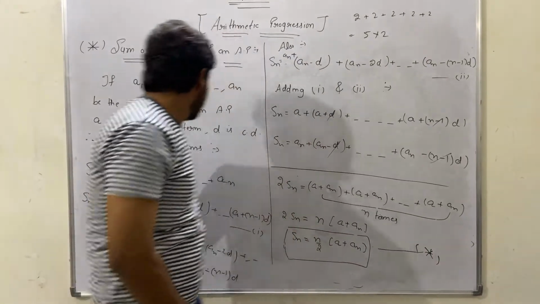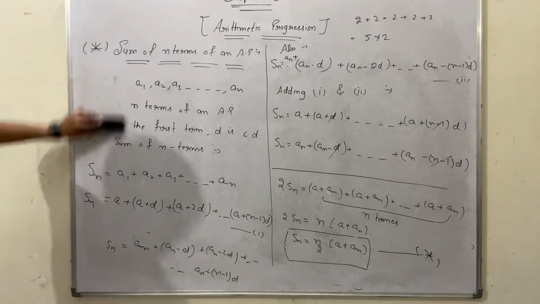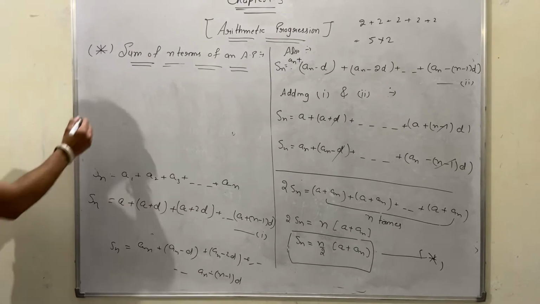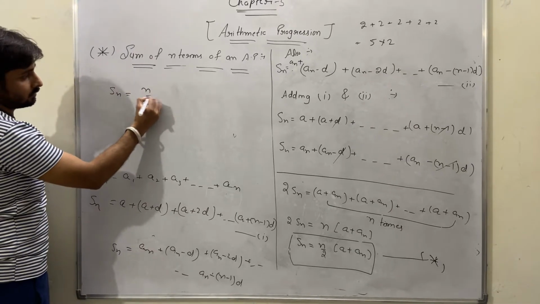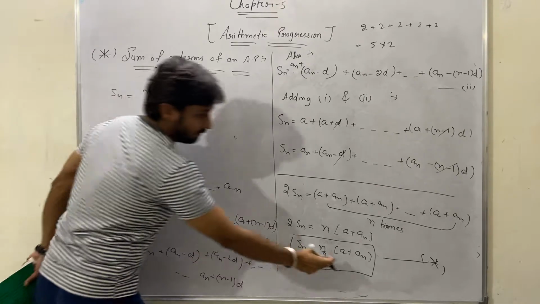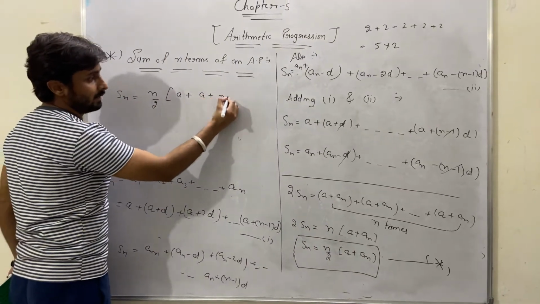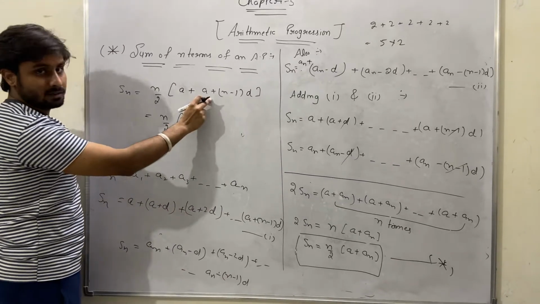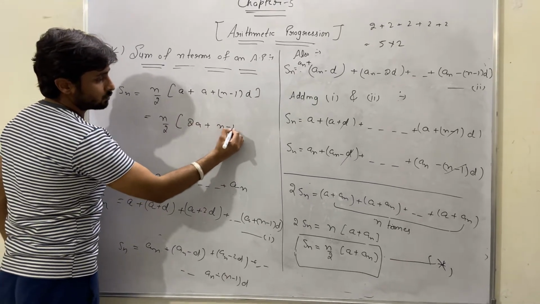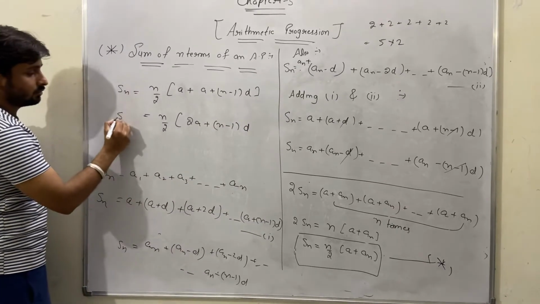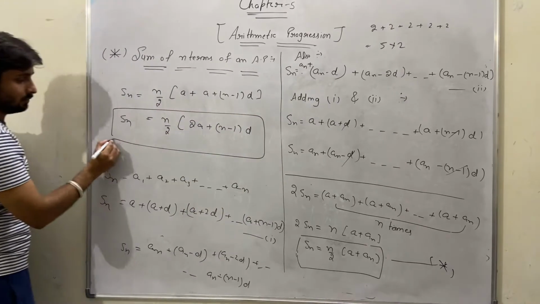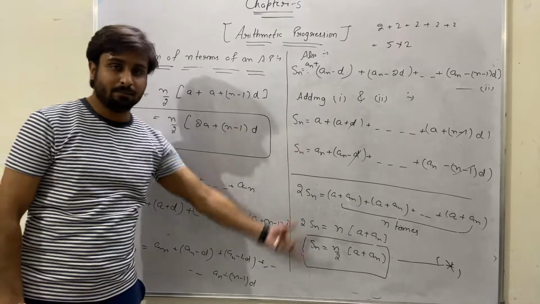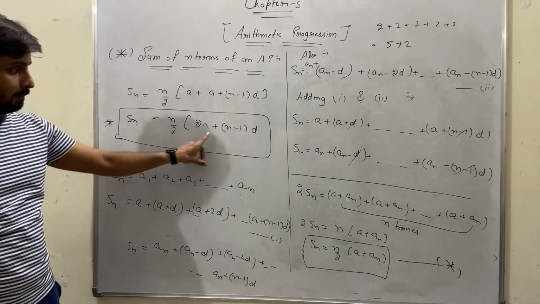I can rewrite this result, which is called the standard result. Now what is an? This is n by 2 (a plus an), and an is a plus (n minus 1)d, right? n by 2, what is a plus a? a plus a is 2a, plus (n minus 1)d. This will be the sum of the first n terms of an AP. This is the formula. So understood how the formula came: Sn equals n by 2 [2a plus (n minus 1)d].